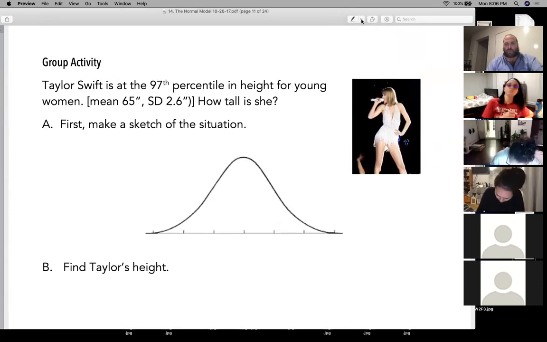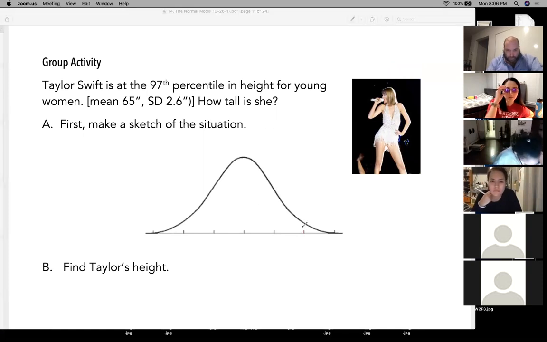Okay, so where does 1.9 fall on the chart? About 2 standard deviations away. Yeah, about right there, right? A little bit less than 2 deviations, correct? Because it's not 2, it's 1.9, but it's fairly close.